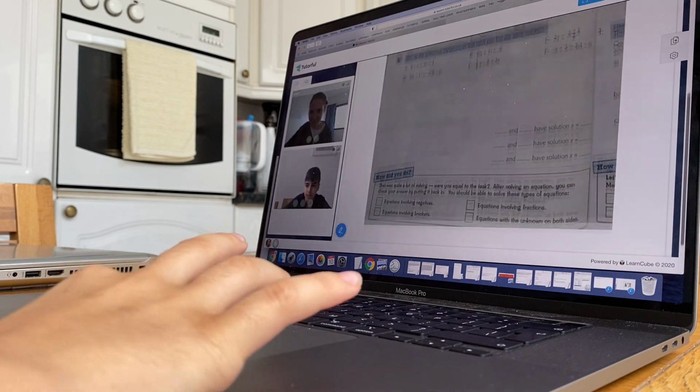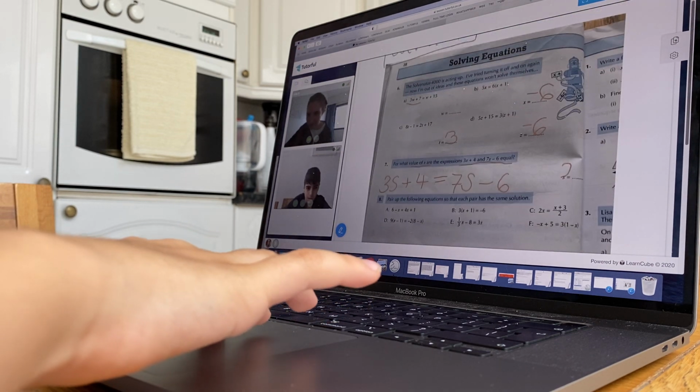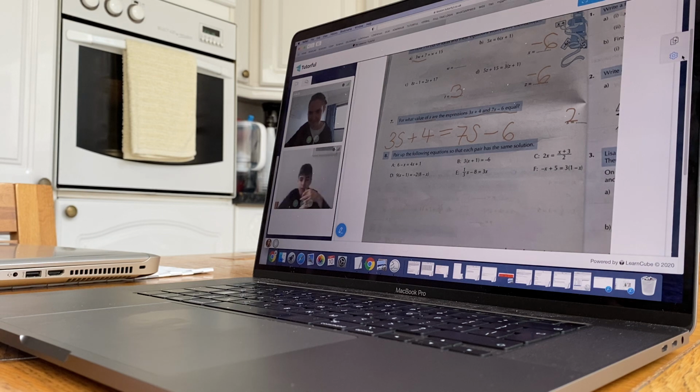Okay, so s is equal to 2.5. Yeah, 2.5. Perfect.